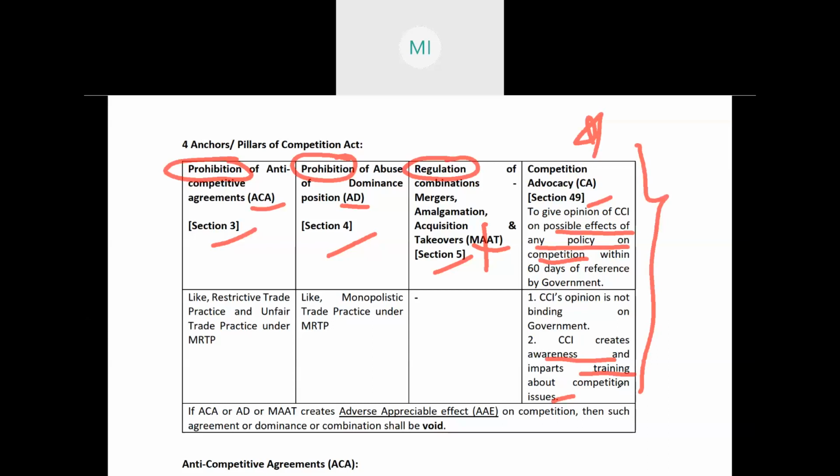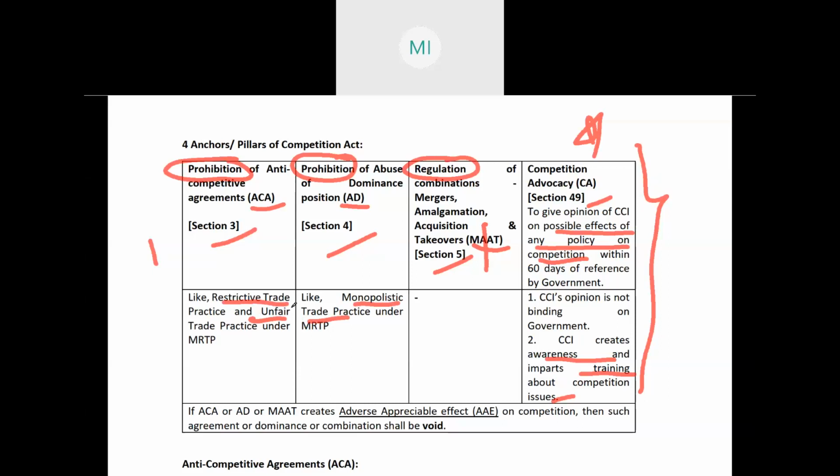So now we are going to the major thing. As I told you, under the MRTP Act there were three things: monopolies, restrictive trade practice, and then there is a practice that is classified into three. One is a monopolistic trade practice, then there is a restrictive trade practice, then there is an unfair trade practice.